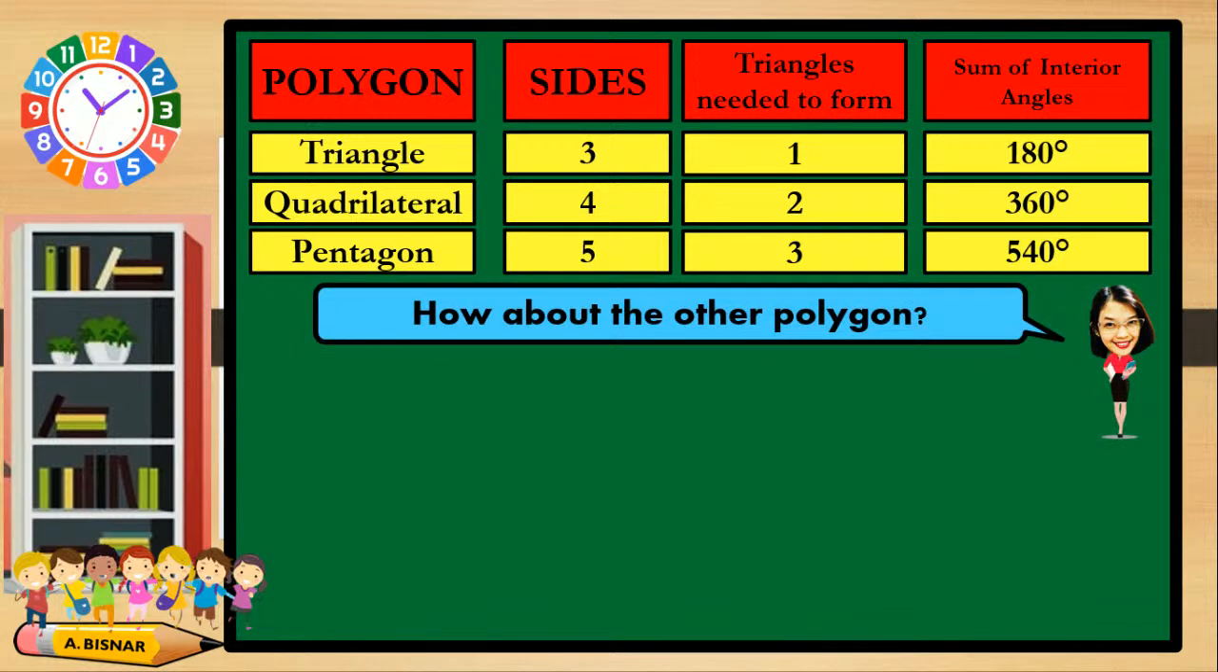Well, how about with the other polygons? Kung meron kayong napansin, ayan o. How about with the other polygons? For example, in here, hexagon. Kanina pinag-aralan natin yung hexagon. It has how many sides? Complete the table. If the given polygon is hexagon, complete the table.